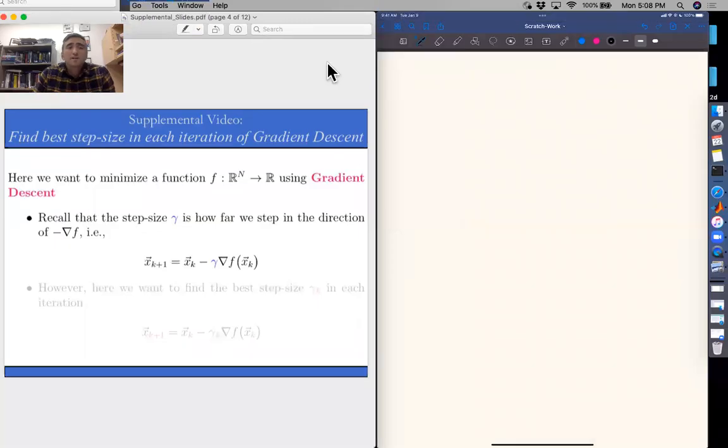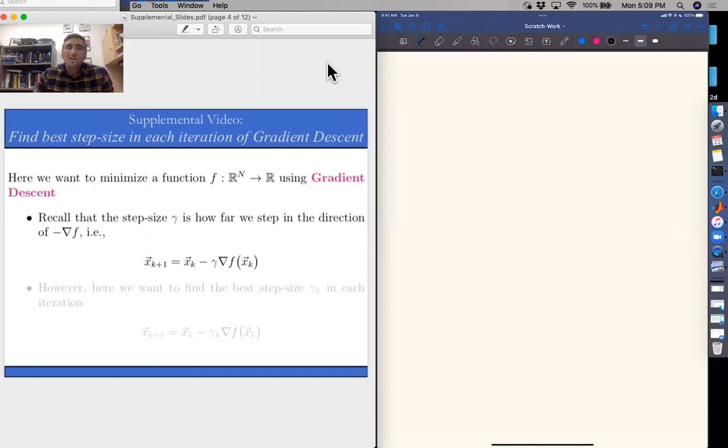In this video, we're going to explore the implications of different step sizes on how fast the gradient descent algorithm actually converges to a minima. In particular, we're going to explore how we can find the best step size for each individual iteration that we perform.